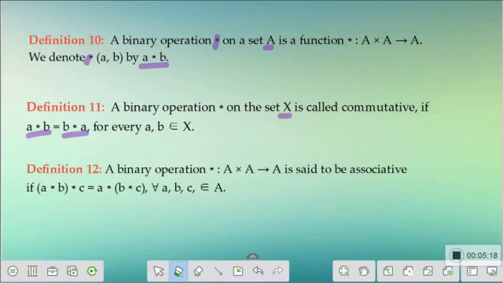Normally we would have seen these properties for the elements of a set, that is natural numbers, whole numbers and so on. But here we are defining these properties for the function, I would say, or you can call it a binary operation. Now let us check the associative property for this binary operation.